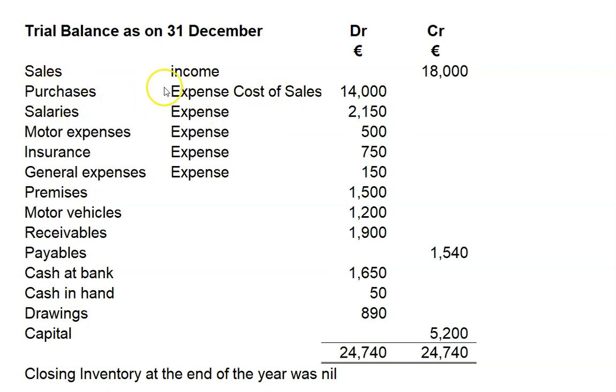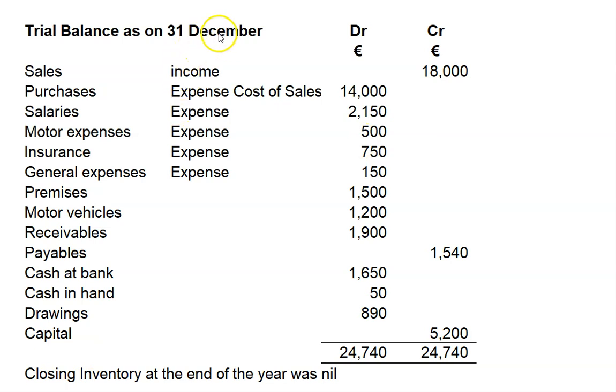So purchases is a cost of sales expense, and then the other money spent on day-to-day running expenses, these salaries, motor expenses, insurance, and general expenses. Everything else is either asset, liability, or equity, and we look at them separately when we finish the question. And you'll notice that all the expenses are on the debit side of the trial balance. You'll always have either an expense or an asset.